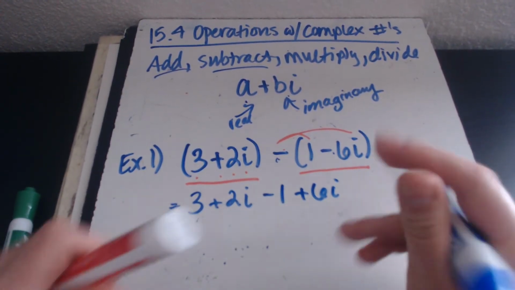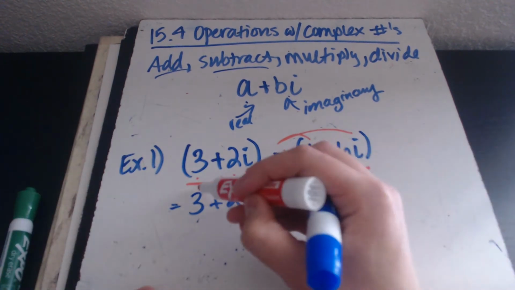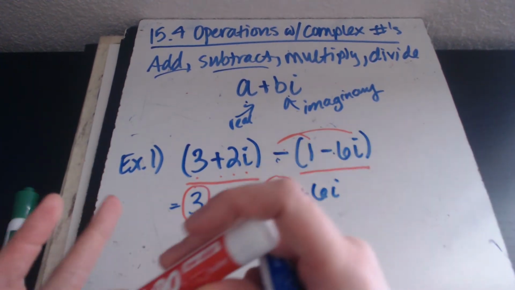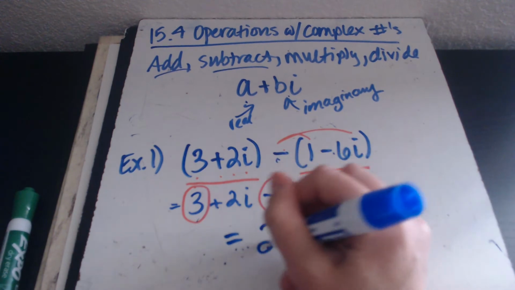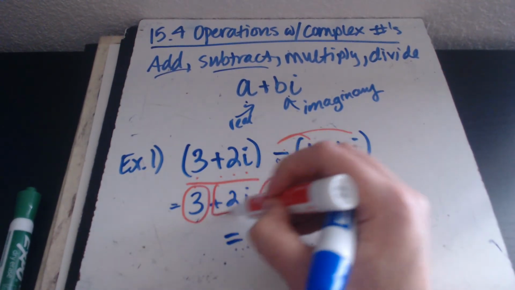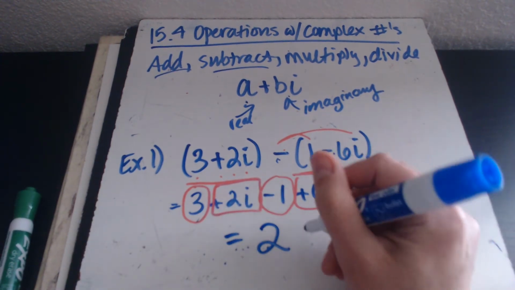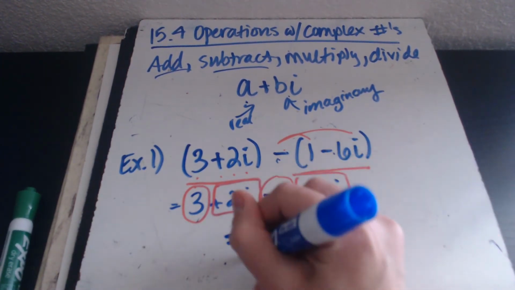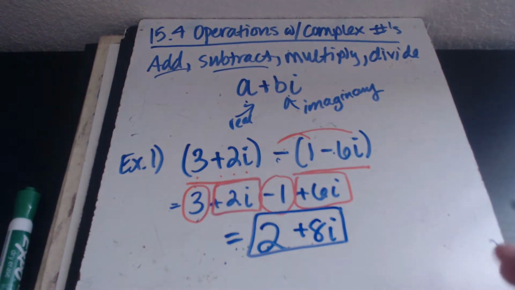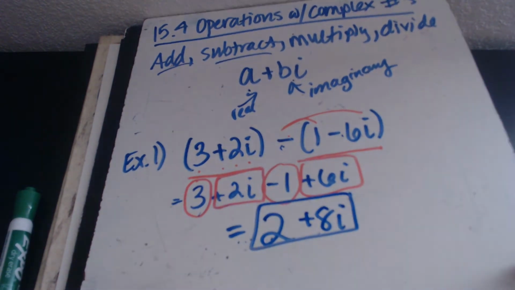And now I combine the real and the imaginary components together. So 3 is real, negative 1 is real. So 3 minus 1 is 2. And then 2i is imaginary, 6i is imaginary, and 2i plus 6i is 8i. So when we are adding or subtracting, all we do is combine like terms, basically.